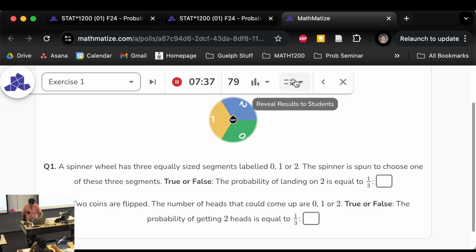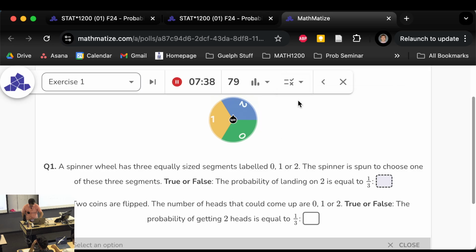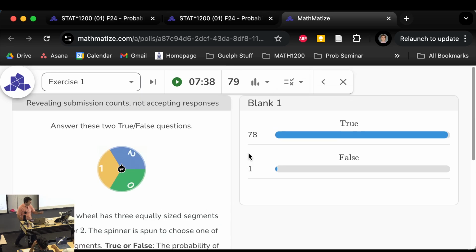What did you guys say? Let us reveal what people said. So for the spinner, 78 to 1, people said true. True is the right answer. It is probability 1/3 to come up 2 on the spinner. 1/3, 1/3, 1/3. You can see from the pie graph, they take up 1/3 of the circle. It's all very intuitive, and it's exactly what you think.